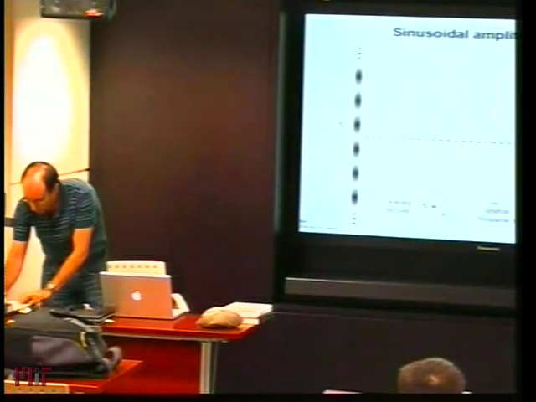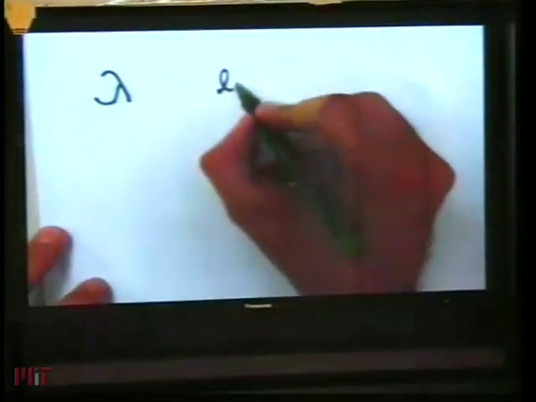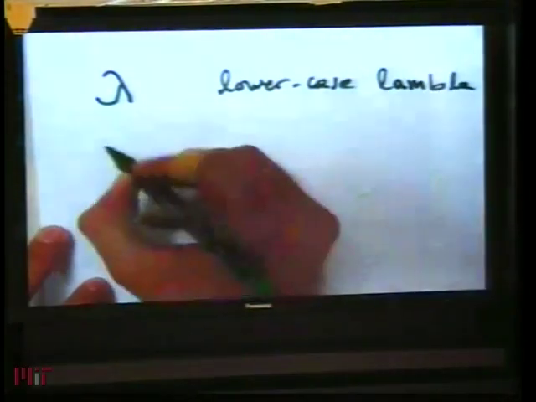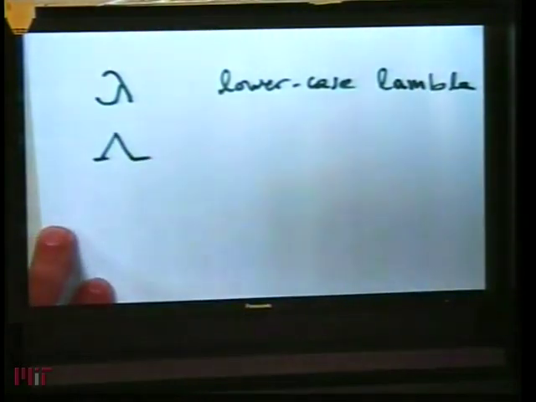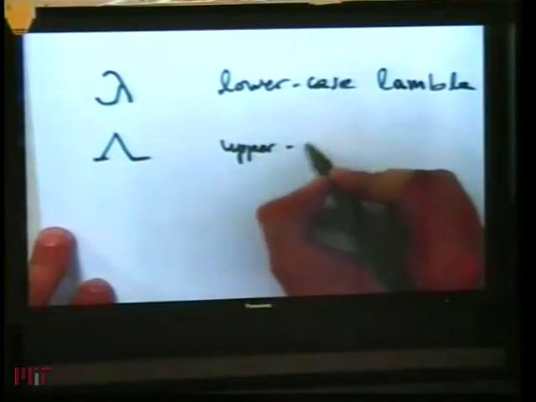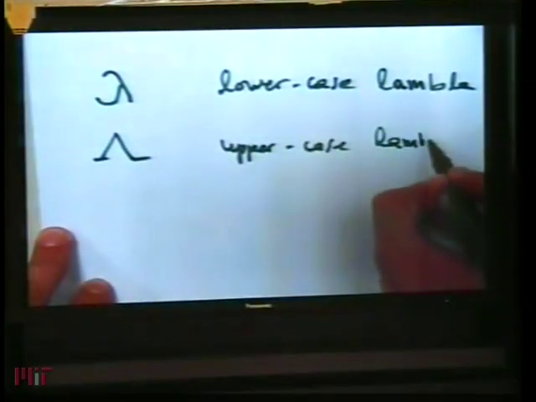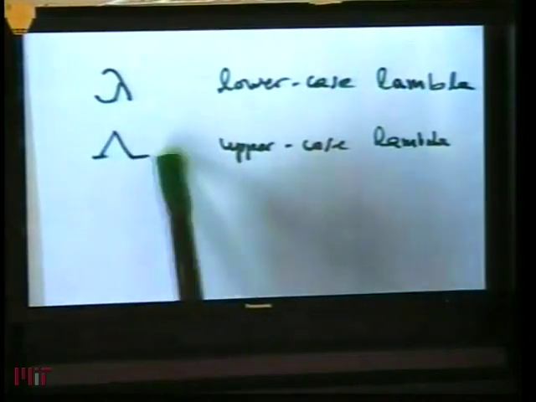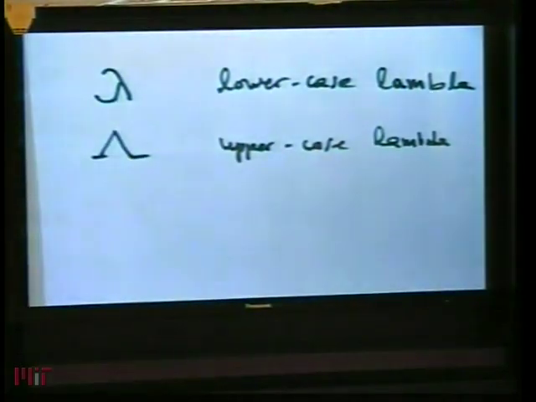So this symbol that we use for the wavelength is the lowercase lambda. This symbol that we use generally for spatial period is the uppercase Lambda. It may sound a little bit ridiculous that I emphasize it so much, but believe me, in previous years, older generations of students have been endlessly confused by the lambda and the Lambda. So I would like to emphasize it. These are two different symbols. We use the lowercase for the wavelength and the uppercase for the spatial period.